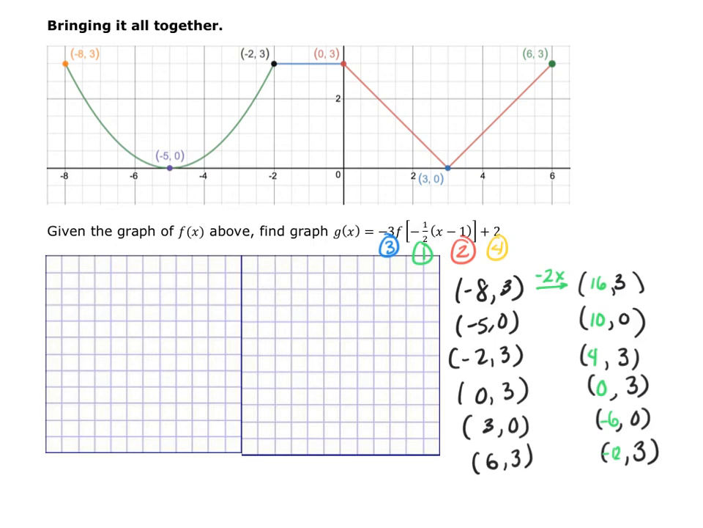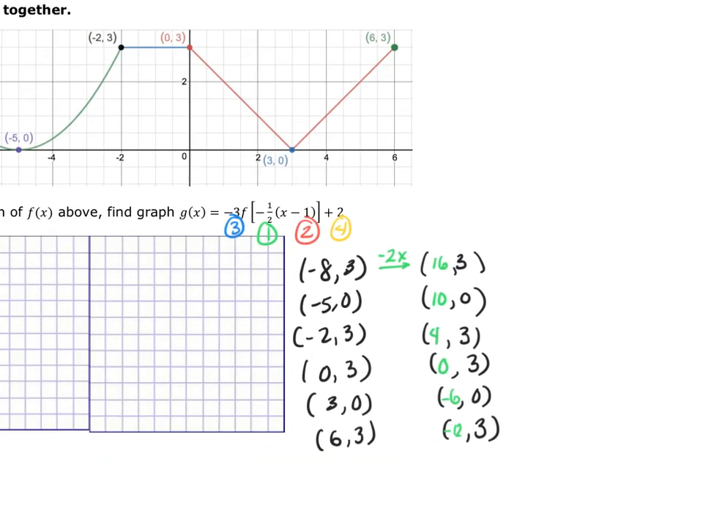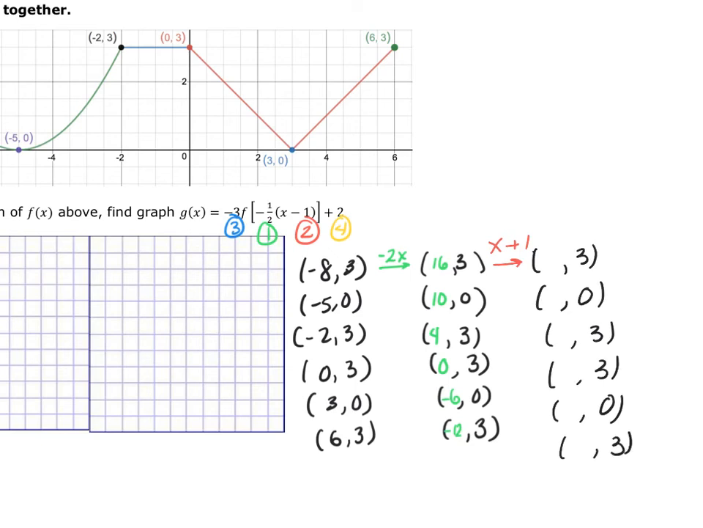So now the next step is we're going to take all of the x's and we are going to add 1 to them. Actually, let me do this in red. We're going to take the x's and add 1, because remember it's always the opposite of what's inside the function, inside of our domain. So my y's are staying the same. Okay, and so I'm going to add 1 to all of my x's.